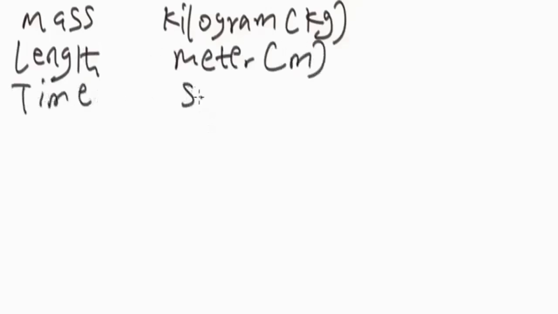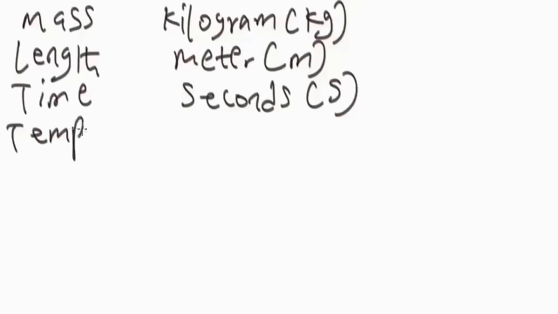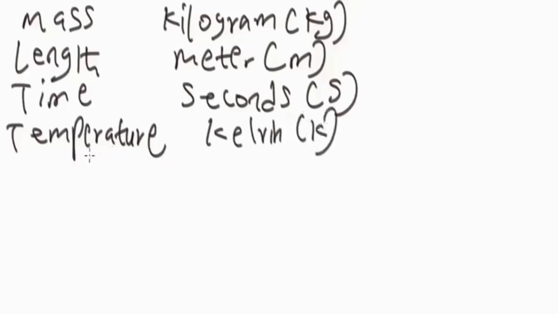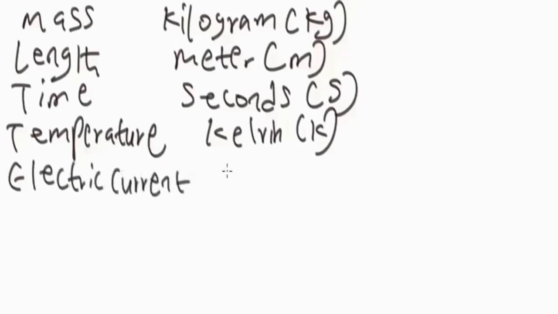We also have our time. The unit of time is seconds. Short form is s. We also have our temperature. The unit of temperature is Kelvin. Short form is K. Alright, we also have our electric current. The unit of electric current is ampere.